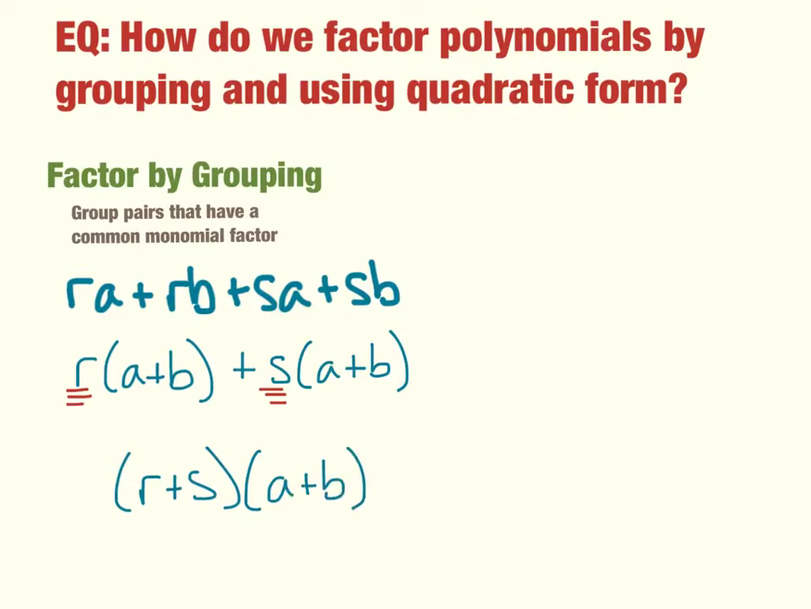Alright, and let's see why that works. If we're using distribution, we have R times A and R times B. If we were foiling down here, we'd say R times A plus R times B plus S times A plus S times B.